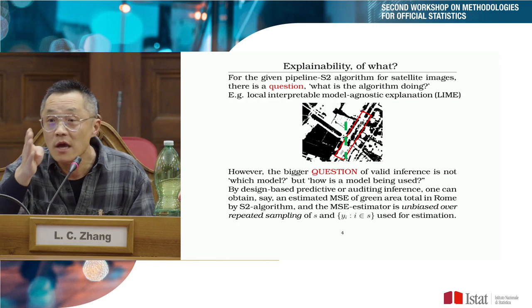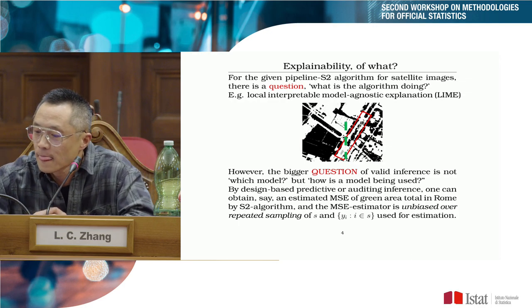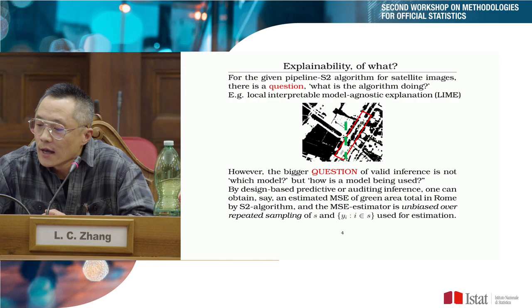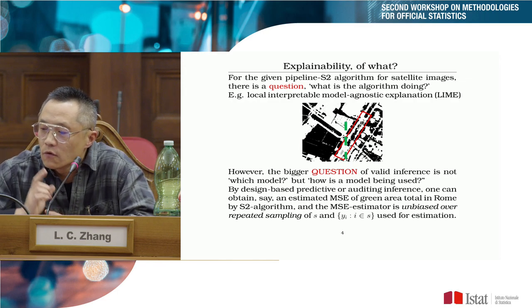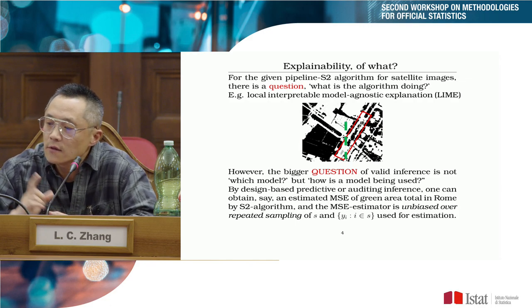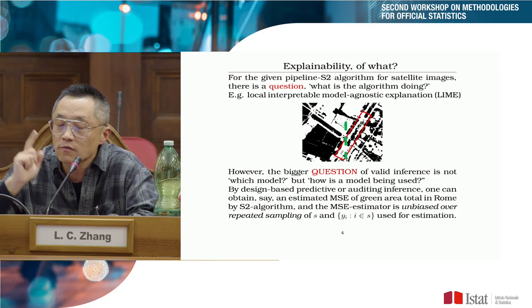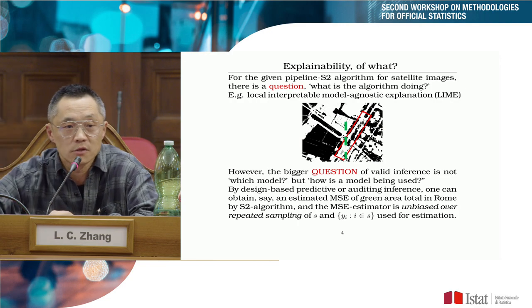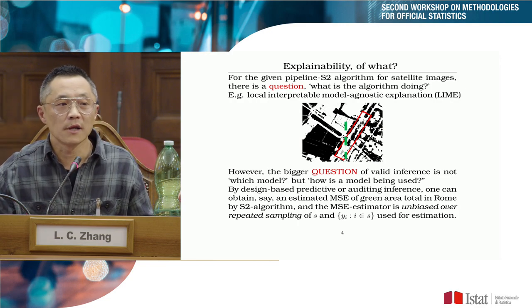And I think if I'm able to give you, like I said, an estimated mean square of green area total in Rome by the given S2 algorithm, and the mean square error is unbiased over repeated sampling of my training pixels, I think I've already explained how I use it.